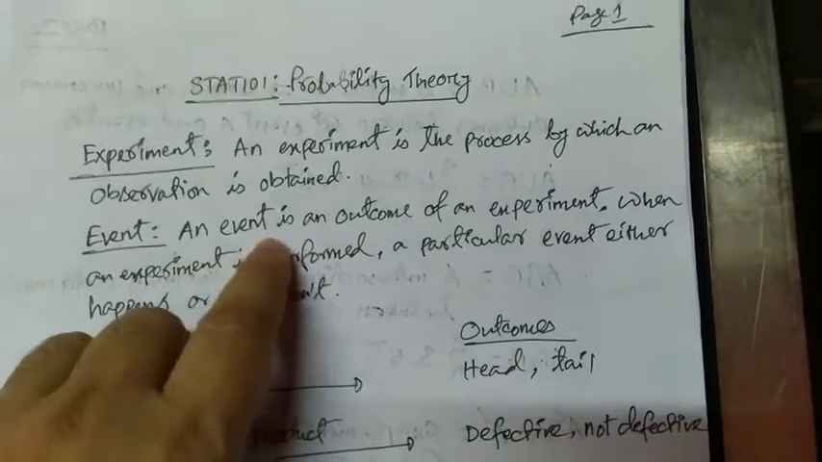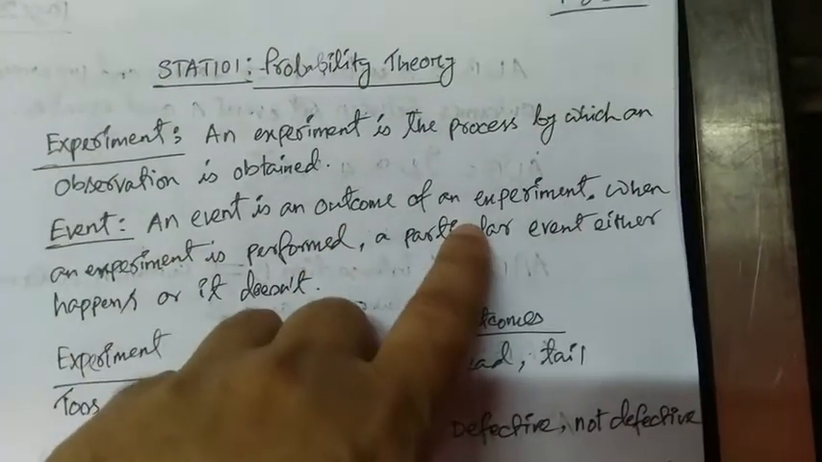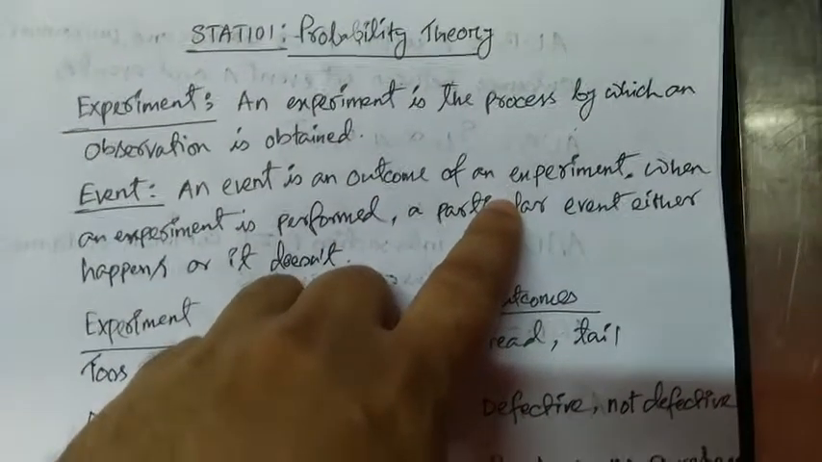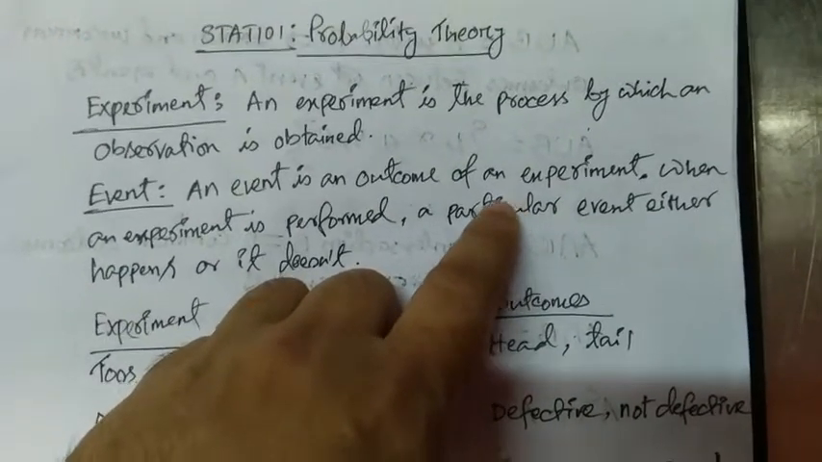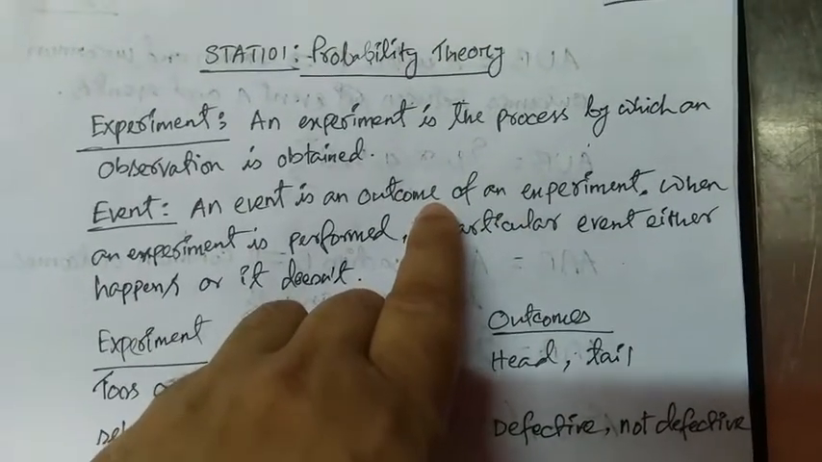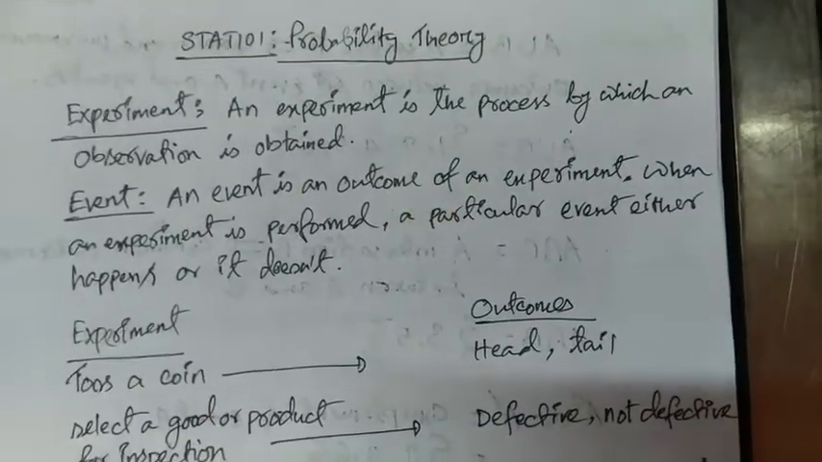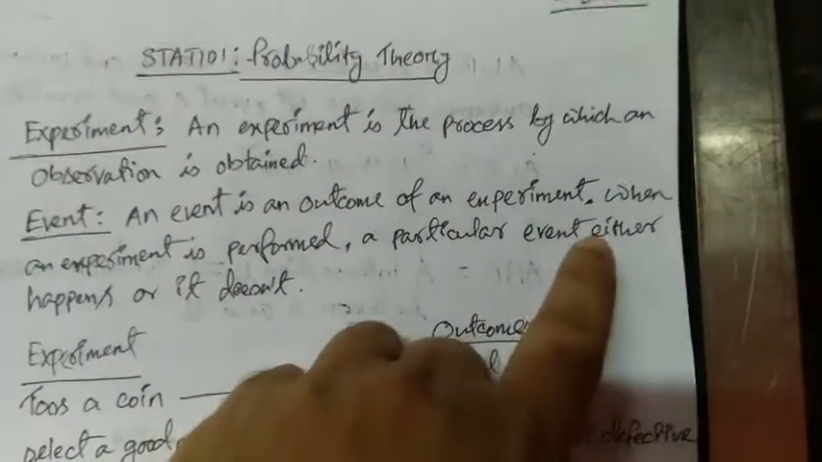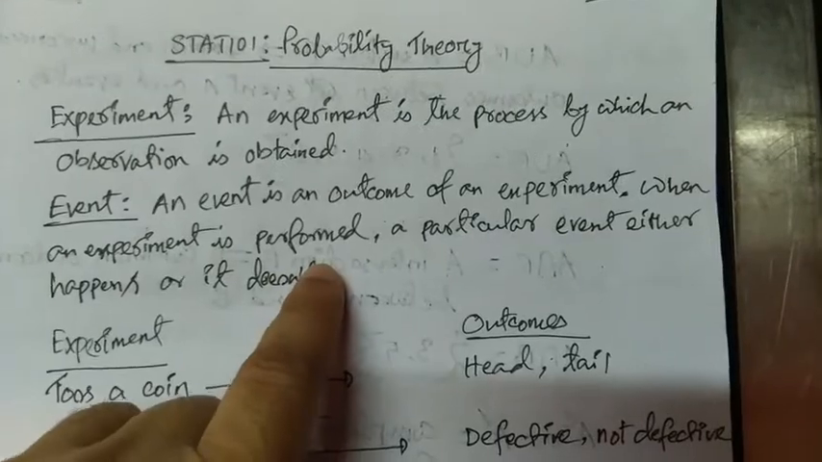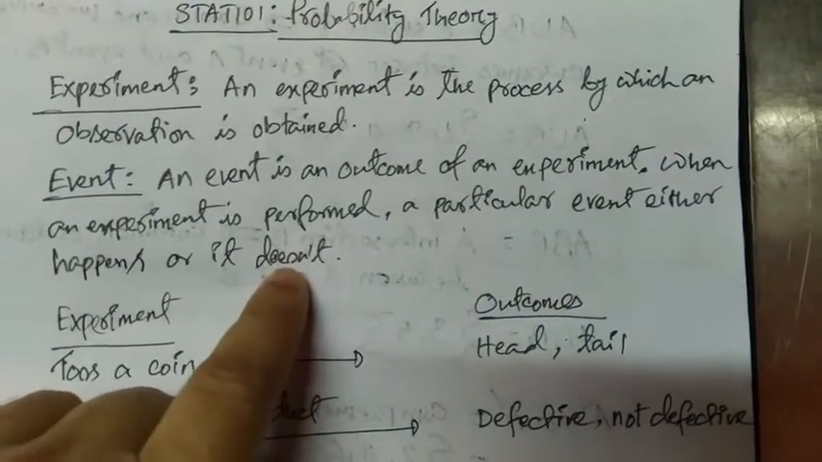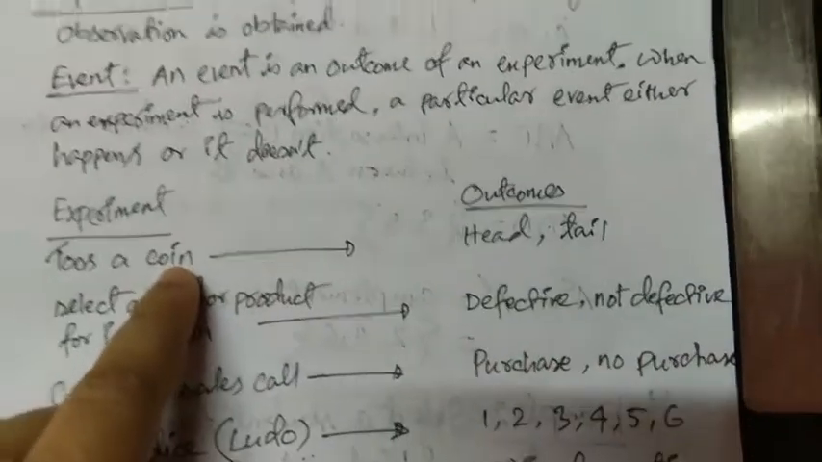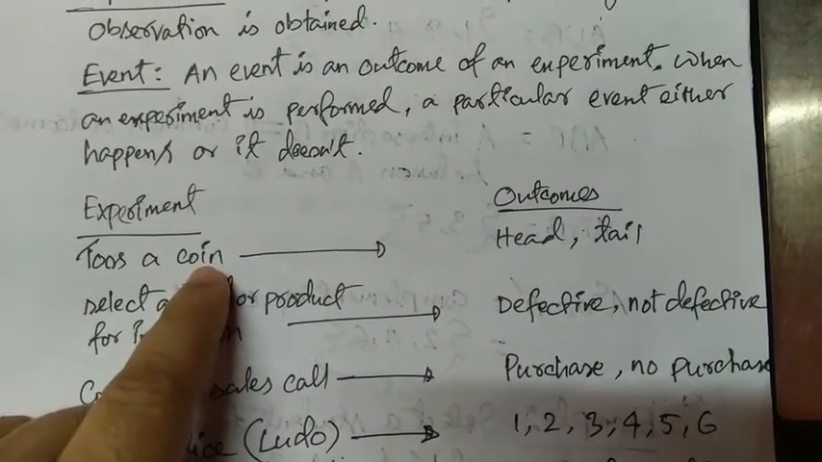Event. An event is an outcome of an experiment. So that means when we do an experiment, we get different types of outcomes. So an event can be an outcome or can be multiple outcomes. That means when an experiment is performed, a particular event either happens or it doesn't. So if we see some examples, we will get a clear idea.